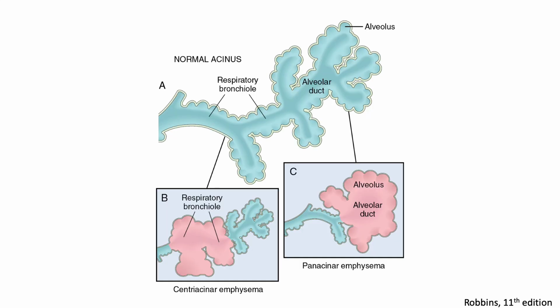So here's a nice picture in Robbins showing the two different types of emphysema. The centroacinar is in panel B there, and it shows you that it involves the proximal part of the acinus, the respiratory bronchioles, whereas the panacinar is going to involve the entire part of the small airways with the alveolus and alveolar duct involved.